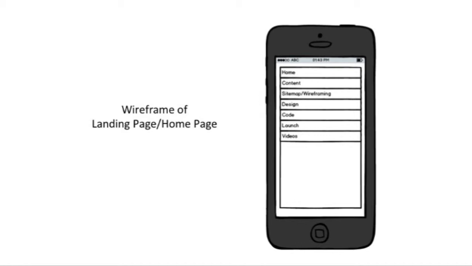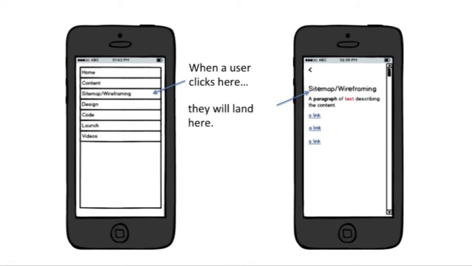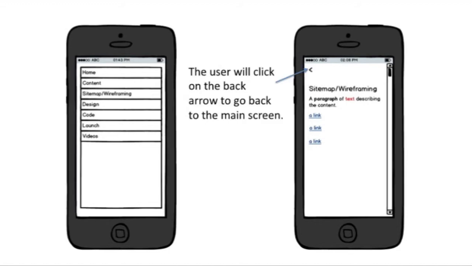If you want, you can wireframe every page. However, if the pages are going to look the same just with different content, it is not necessary to create multiple wireframes. What's important is that you know how each page will look. With this wireframe, I can see that when the user clicks on the sitemap wireframing button on the landing page, they will end up on the sitemap wireframing screen. I can tell by the wireframe that this screen will just have a list of links with a paragraph of text explaining the content. The user will navigate back to the home page by using the back arrow.